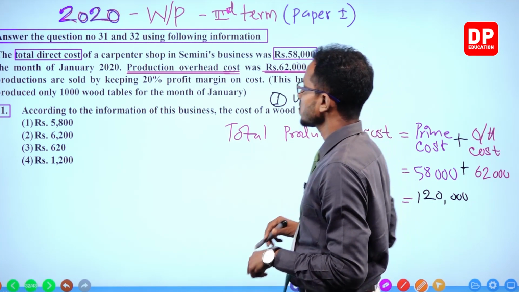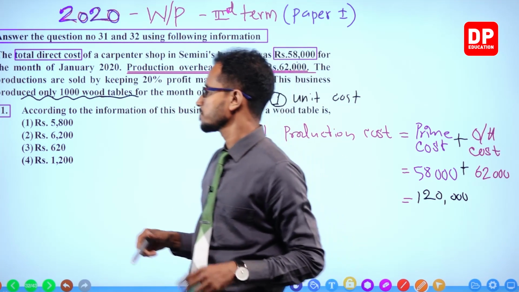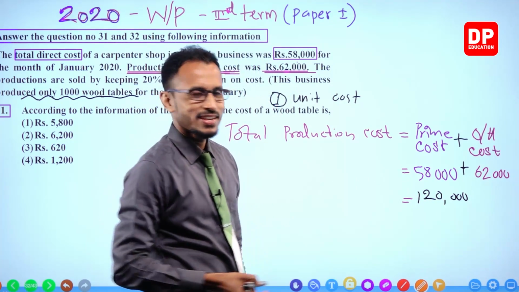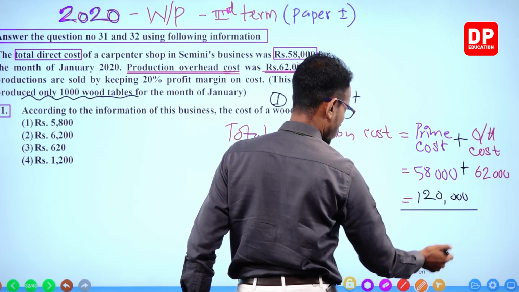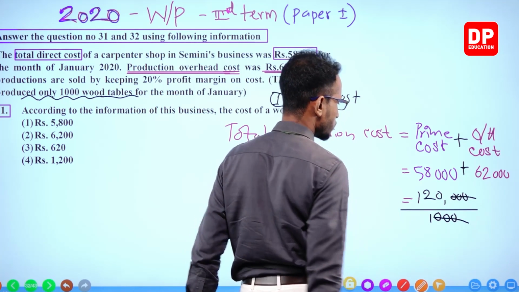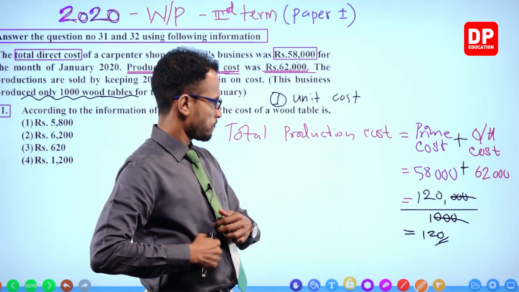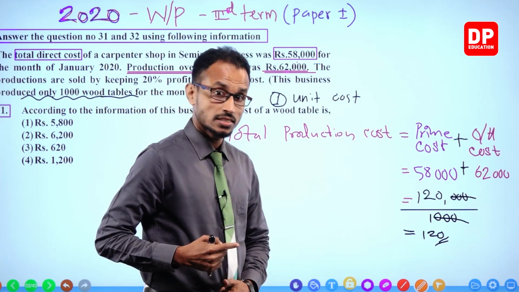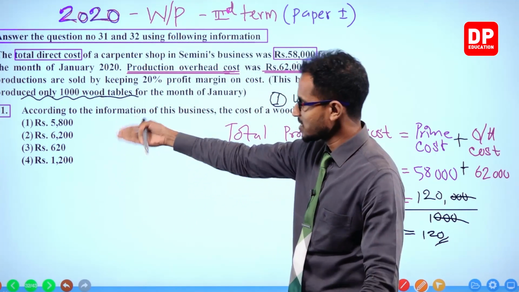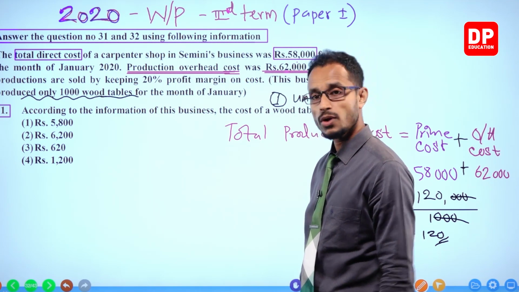To find the unit cost, divide the total cost by the number of units, 1,000. Cut the zeros. So the answer is 120, right? Well, there is a problem, because that answer is not here. How come?